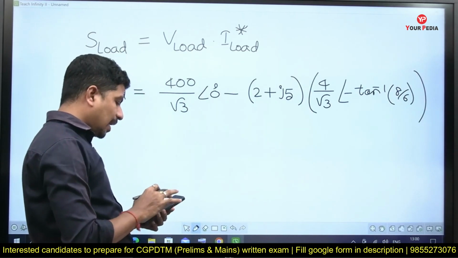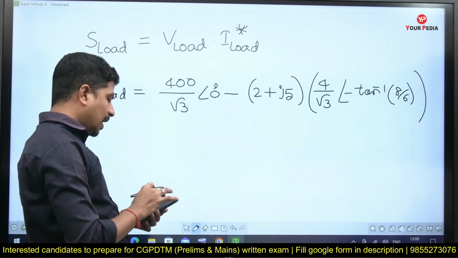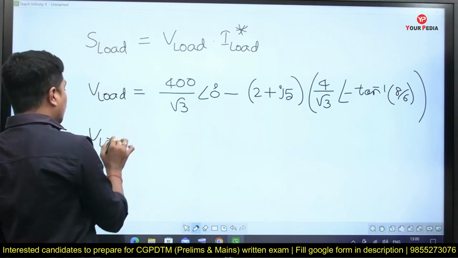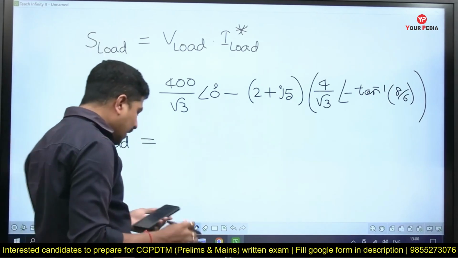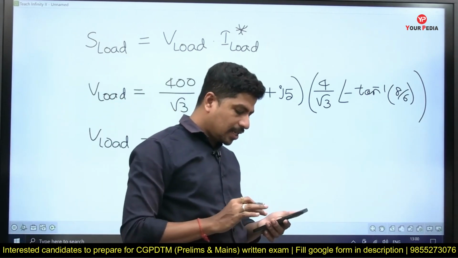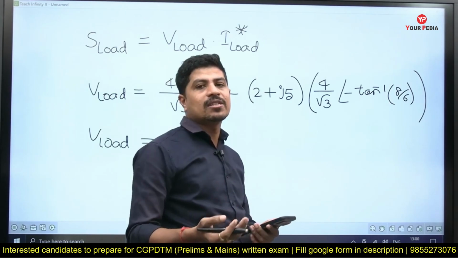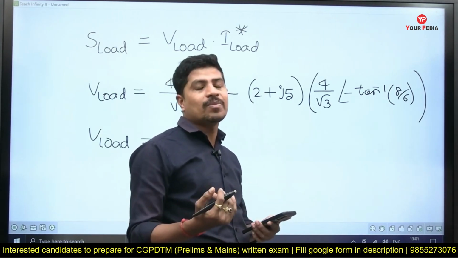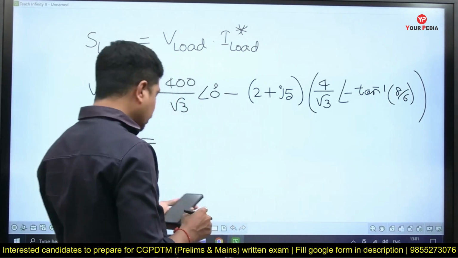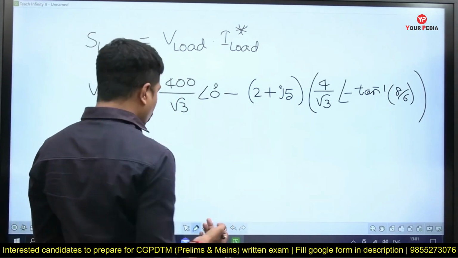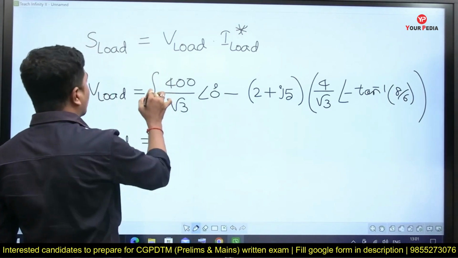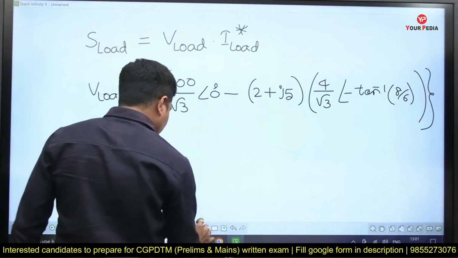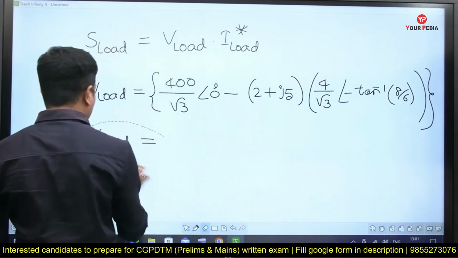Let me calculate that with the help of a calculator. Now V load of phase A, I'm taking only phase A. Once I get phase A, that's enough for me. I can get phase B and phase C. Phase B lags behind A by 120, and phase C lags behind B by 120. Now this is 2 plus j5. Now we got this voltage. This is the total load voltage. The calculation part I am leaving to you.